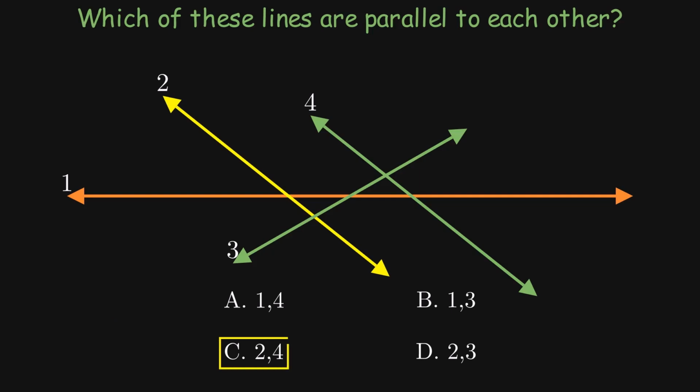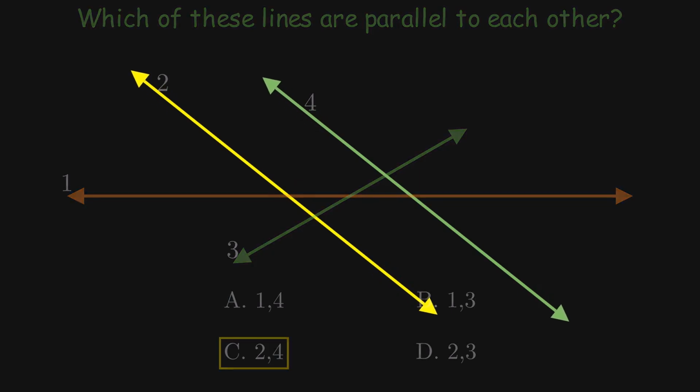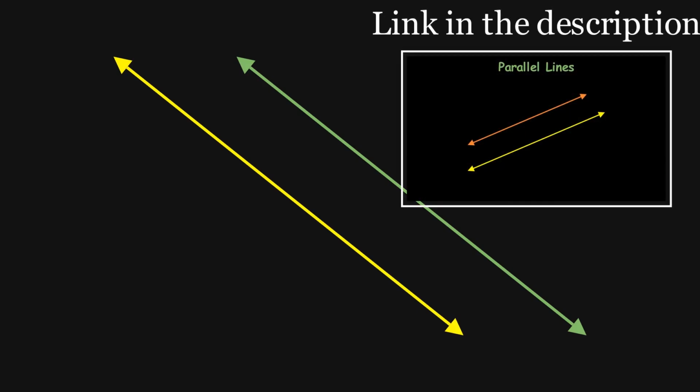The correct answer is option C, which indicates that line 2 and line 4 are parallel. This is because these lines will never intersect no matter how far you extend them. And you can also see that by noticing that these lines run in the same direction. If you'd like to learn more about parallel lines, feel free to check out my previous video on the topic.